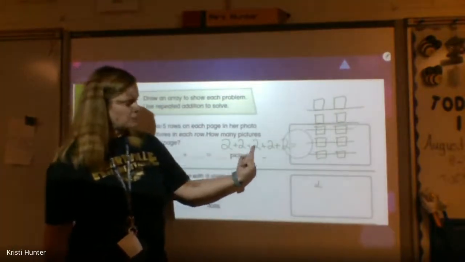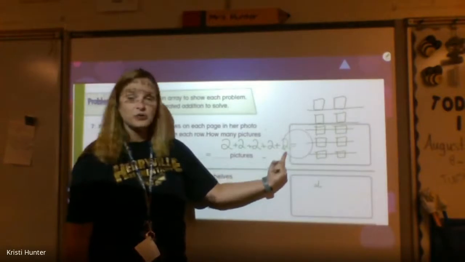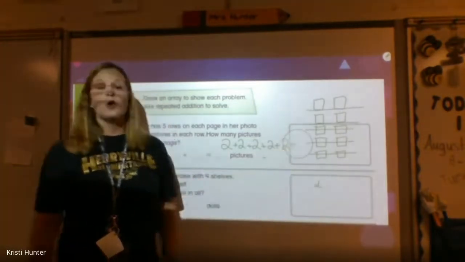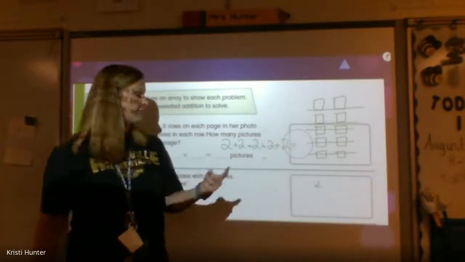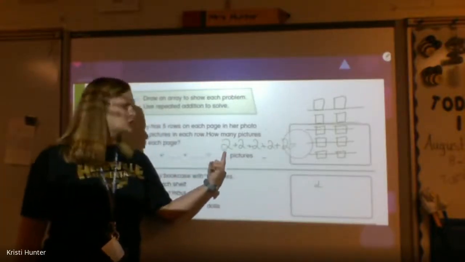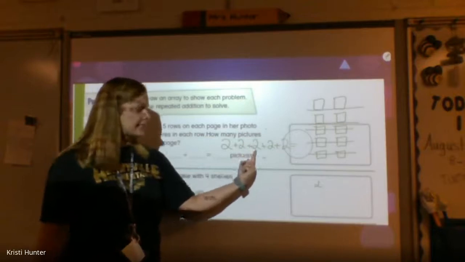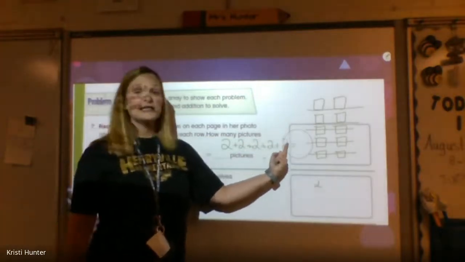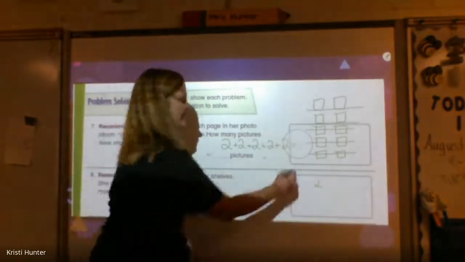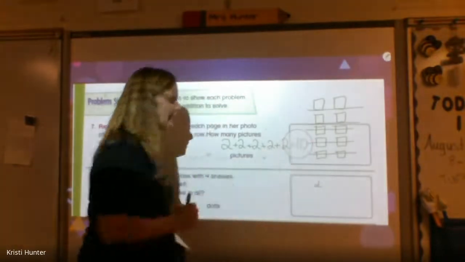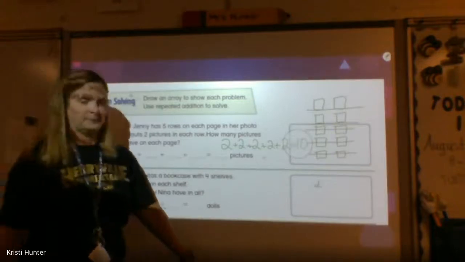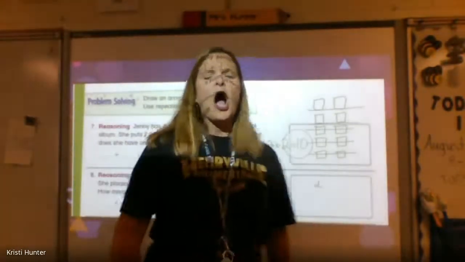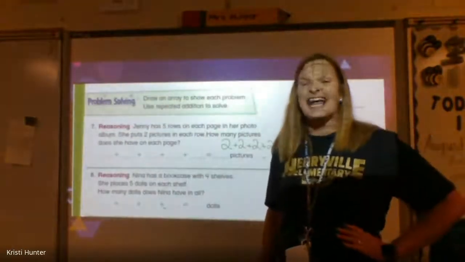2 plus 2 plus 2 plus 2 plus 2 equals, ooh, we can do this if we count by 2s. This is good practice from our math meeting. Help me count by 2s. 2, 4, 6, 8, 10. There are 10 pictures in that picture album. Very good.